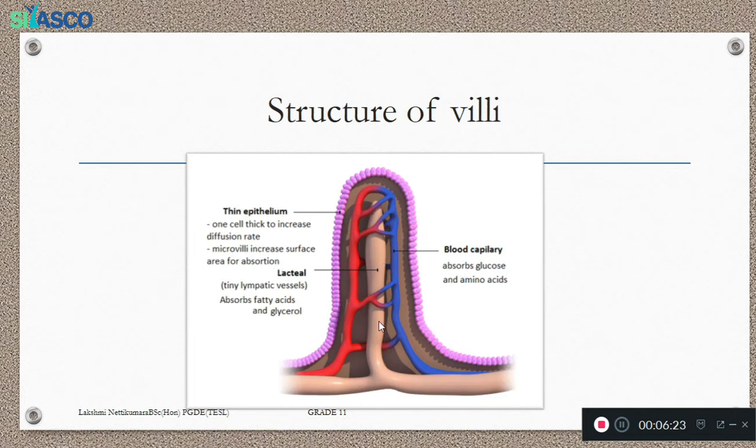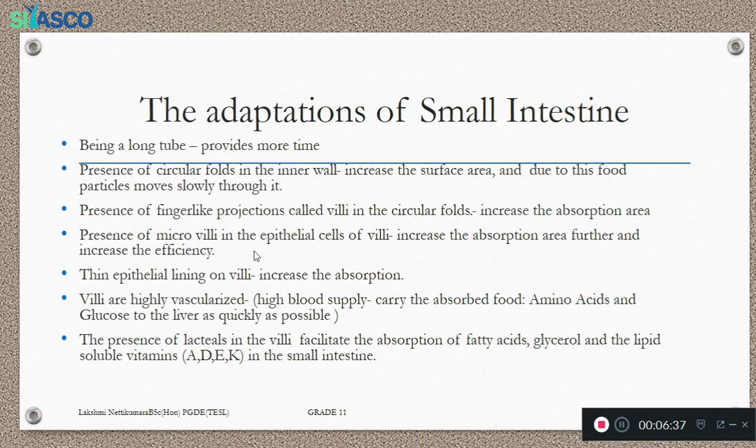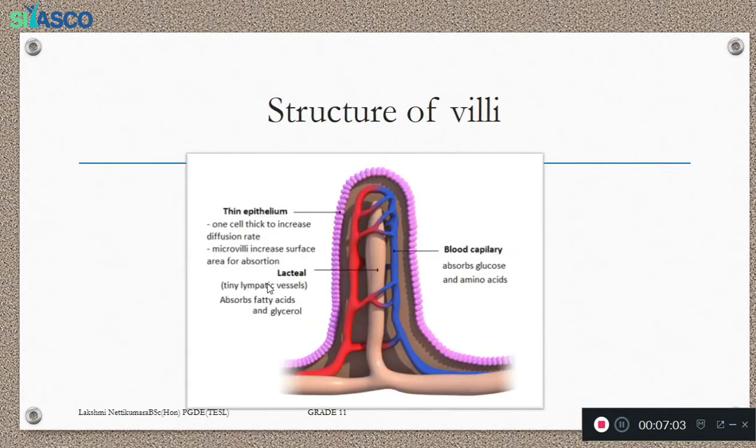But this structure is also inside the villi. Villi are present in the small intestine wall. So all three types of food are absorbed in the small intestine very effectively. So here, as I explained, villi are highly vascularized, that means high blood supply, and the presence of lacteals in the villi facilitates the absorption of fatty acid, glycerol, and the lipid soluble vitamins such as vitamin A, vitamin D, vitamin E, and vitamin K. All these are absorbed in the small intestine.